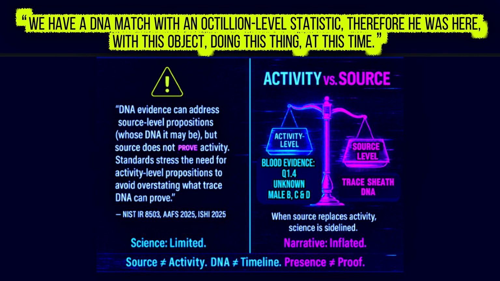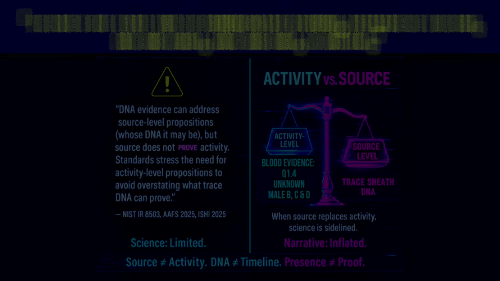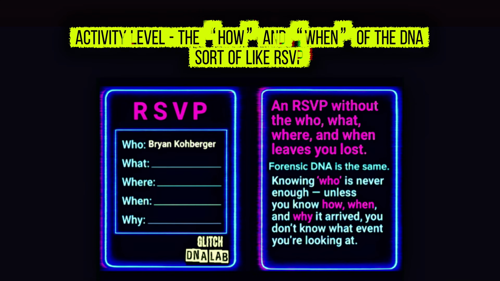We have a DNA match with an octillion-level statistic. Therefore, he was there with this object doing this thing at this time. That's not what the LR alone does. That's not what thresholds guarantee. And TPPR plus activity level often haven't really been done. They're just assumed. In a trace DNA capital case, that collapse is a recipe for a wrongful conviction.